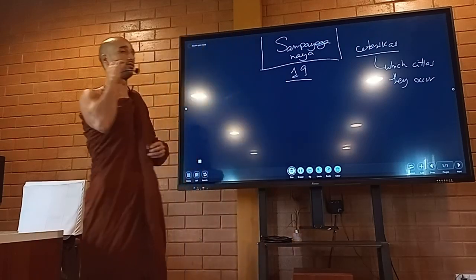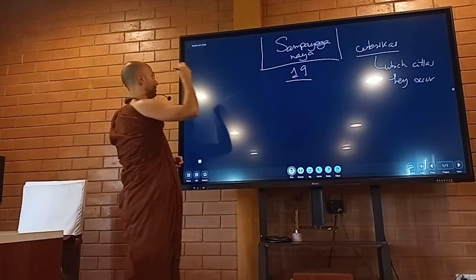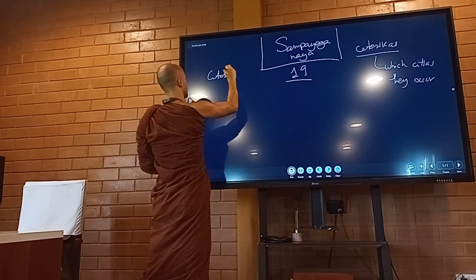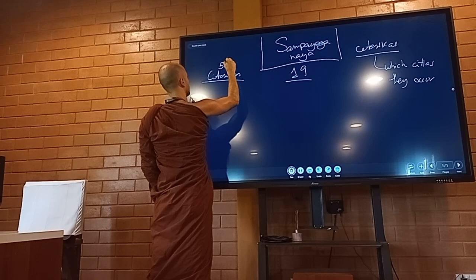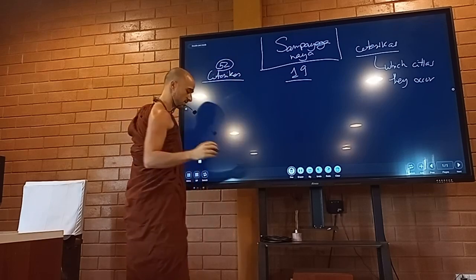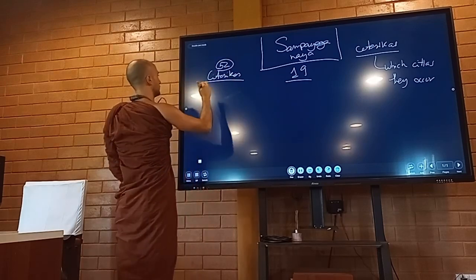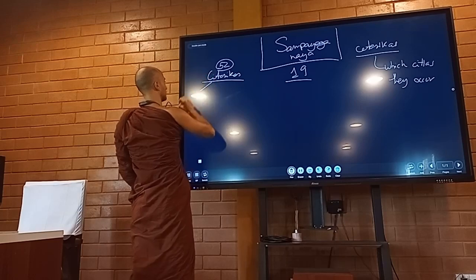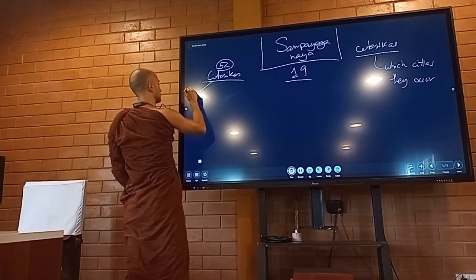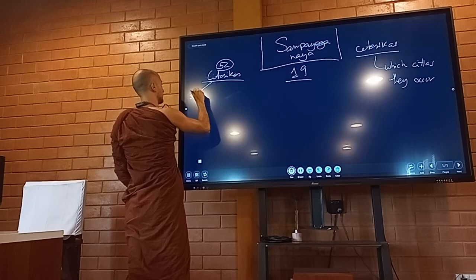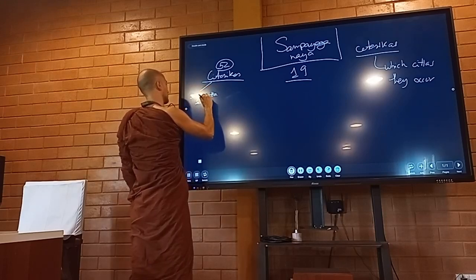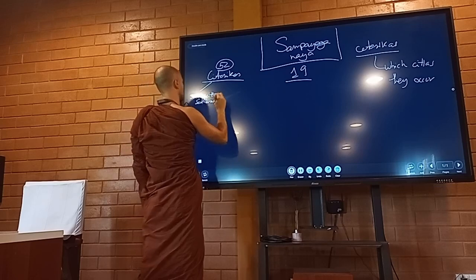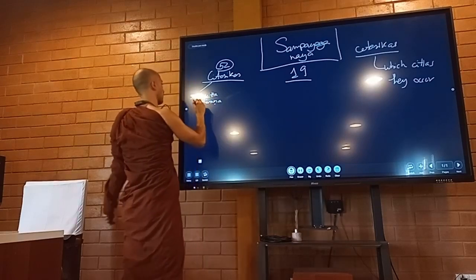Right? So let's review the cetasikas for a moment. We have cetasikas, how many? 52. Then we can divide them how? 3. Divide them into, for example, what? Sabba citta sadharana. How many? 7.